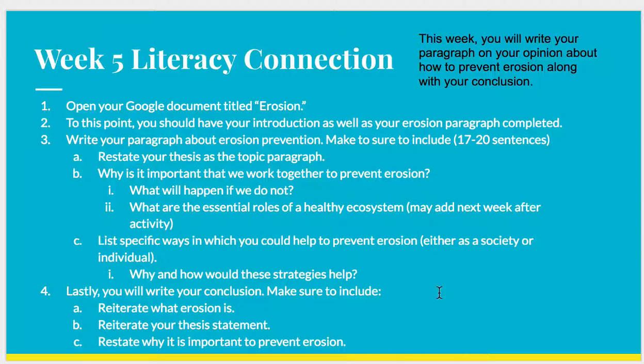Lastly, you're going to write your conclusion. In your conclusion, make sure that you reiterate what erosion is. So that should be about 1 sentence long, just a really quick restatement of what that is. You should reiterate your thesis statement, so that again is going to be in the last paragraph, but also in your introduction. And lastly, you can restate why it's important to prevent erosion. So this conclusion could be probably 3 to 4 sentences long. It's nothing that's too dramatic, because most of these things you've already stated throughout your piece.